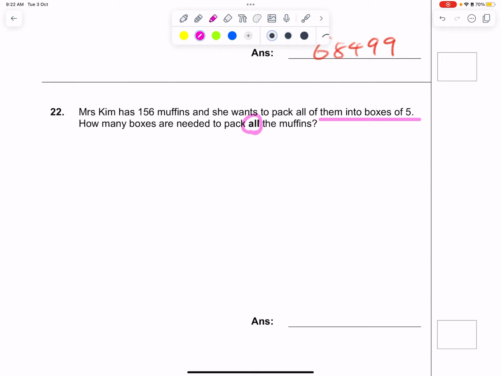Okay, the key word here is actually "all". So the most direct way is to take 156 divided by 5. Each box has 5, right? Your answer will actually be 31.2. So you have a remainder of 2 here. Now you need to be very careful.